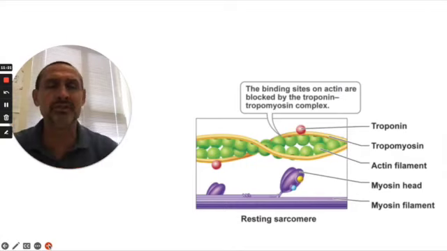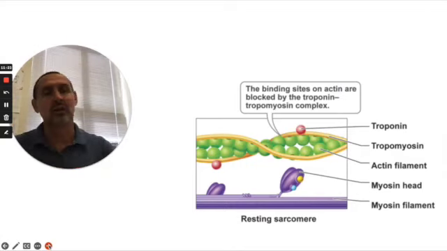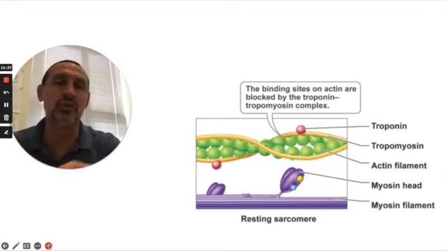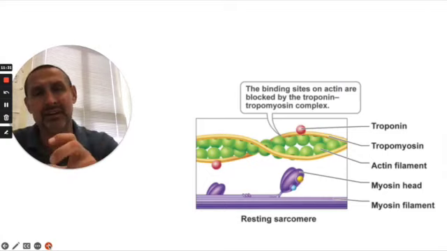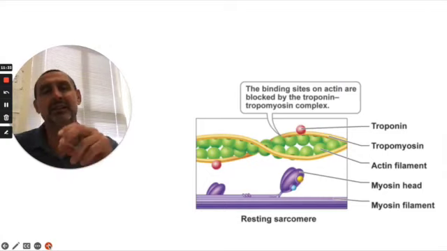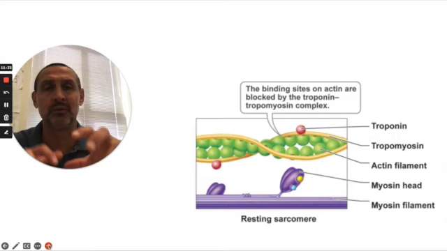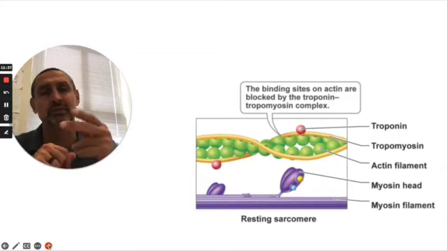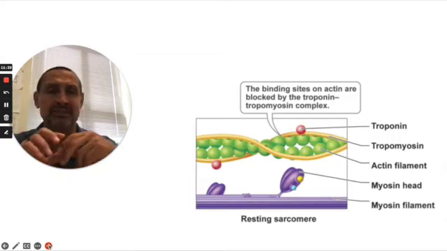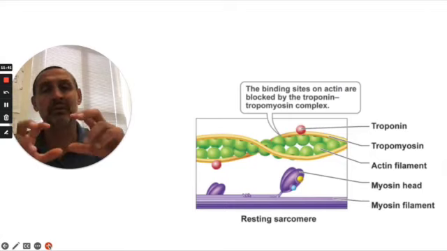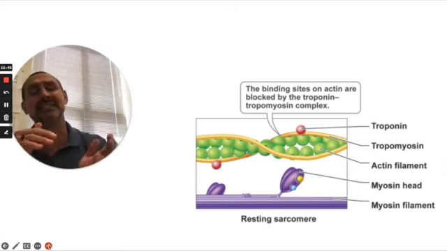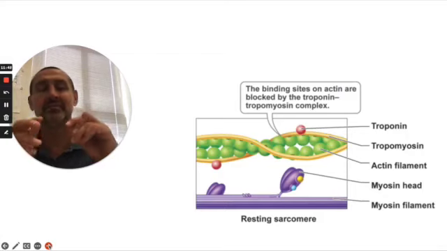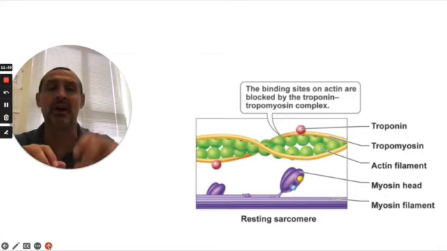Well, why don't your muscles just contract all the time? What's allowing you to control the contractions? Well, think of it like a safety mechanism is preventing the muscles from just contracting willy-nilly. That safety mechanism are two proteins, troponin and tropomyosin. Troponin and tropomyosin block the binding between the actin and myosin. So the myosin head cannot bind to the actin because the troponin tropomyosin is blocking it.